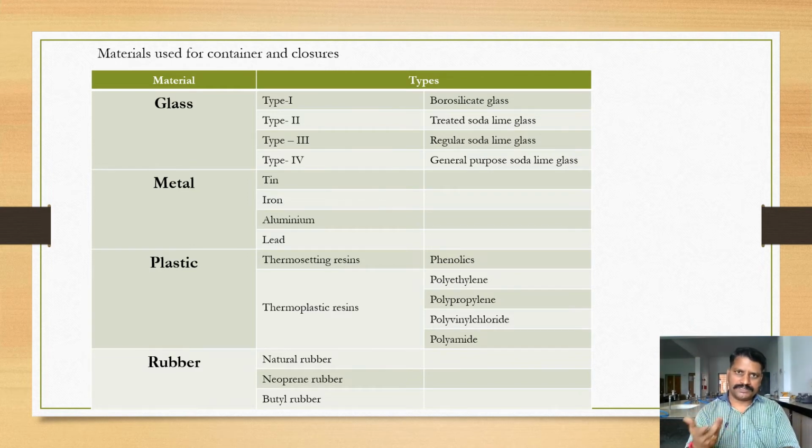Small bottles are also there. Small volumes of water for injection, 5 ml, 10 ml, 20 ml bottles, are also available, as well as ophthalmic preparations in BFS containers. As compared to other types of containers, the plastic container has many advantages over glass or metal. Rubber: natural rubber, neoprene rubber and butyl rubber. So these are the materials used for the container and the closures.